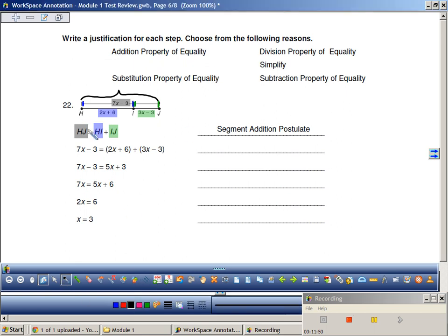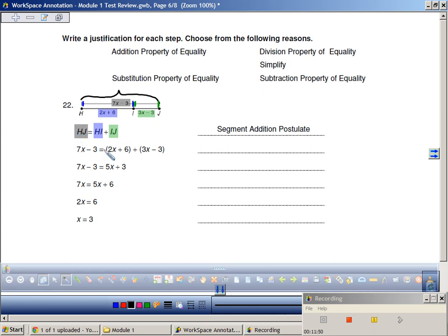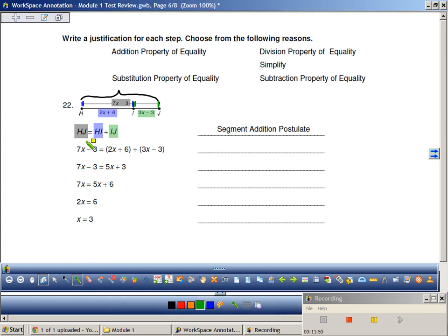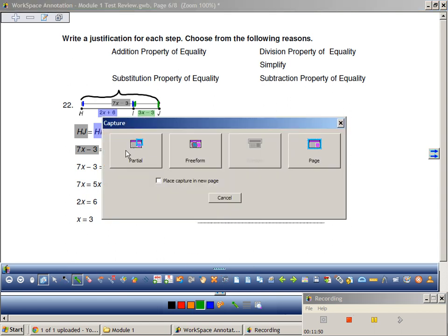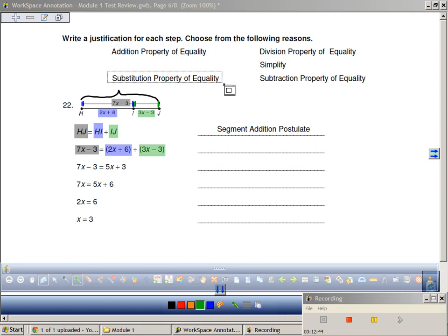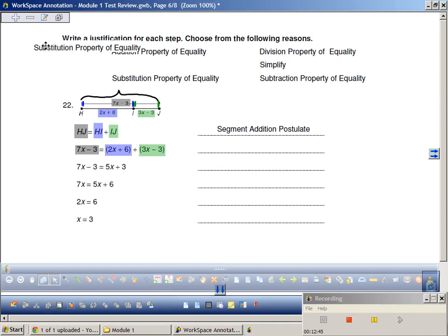That one's gone. Okay, so now to get from this statement down to 7x minus 3 equals 2x plus 6 plus 3x minus 3. Okay, a lot there. First of all, where did they get 7x minus 3 from? They substituted Hj. Good, so this is this. You guys are already on it. And this one is the one in blue, and this one is the one in green. And you guys already said it for me. It is substitution property, right?